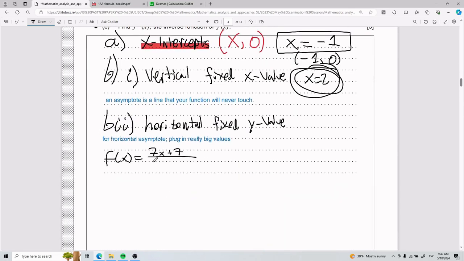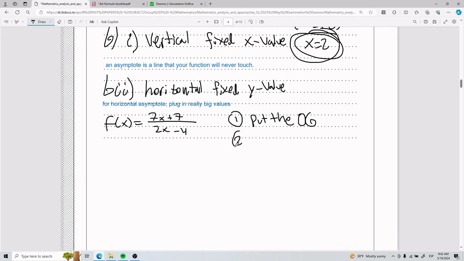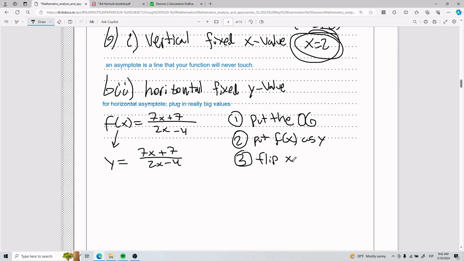So the steps that I suggest is that first you write down the OG, the original function. Okay. So put the OG. Then put f of x as y. And so now I haven't done anything yet besides just putting f of x as y. And now the third step is going to be flip x and y. And this is the key step.